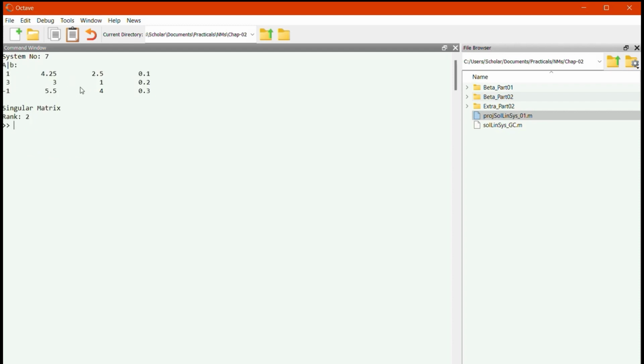Here the matrix is singular, so we display the message singular matrix and the rank equal 2. So when two columns are linearly independent, the dimension of the image space is equal to a plane.